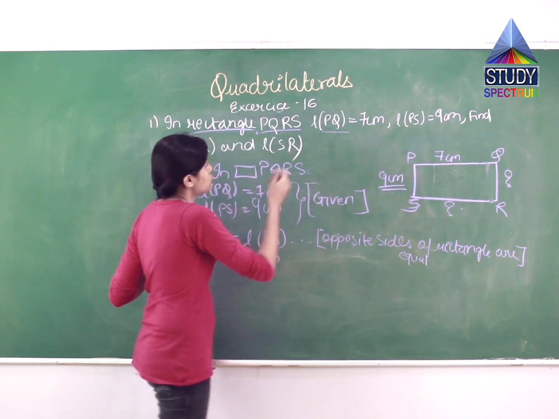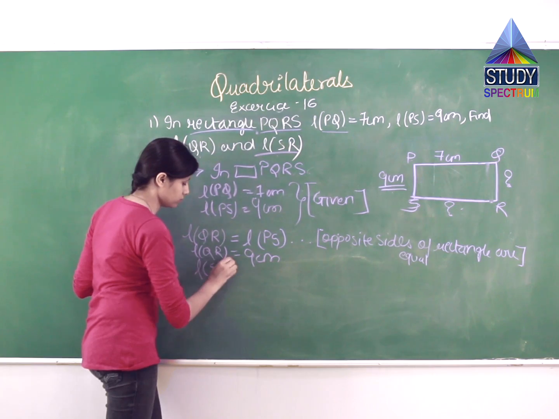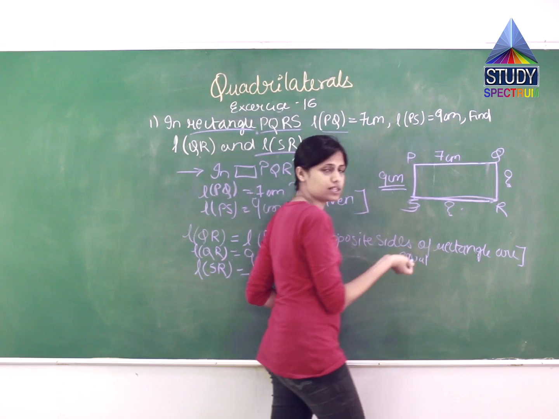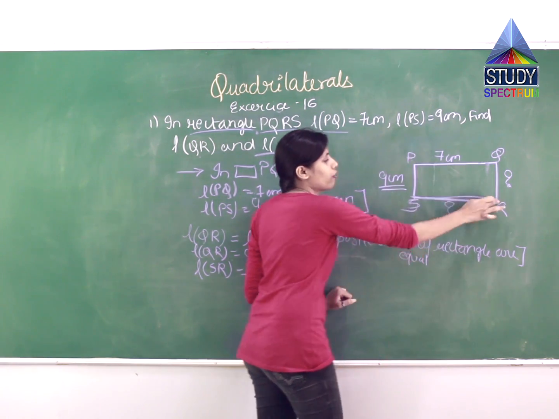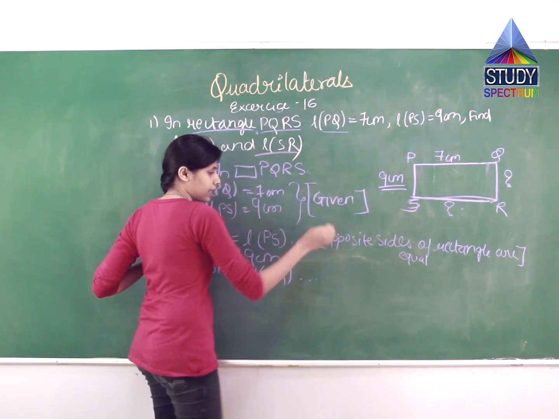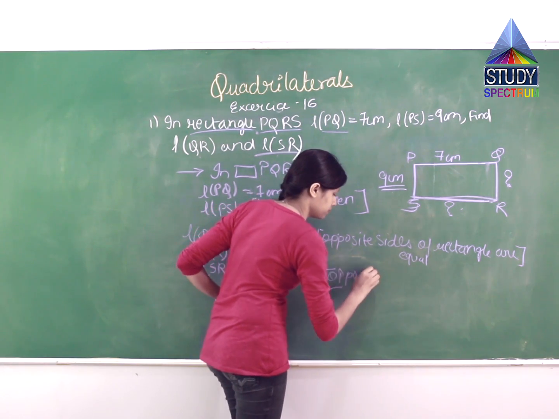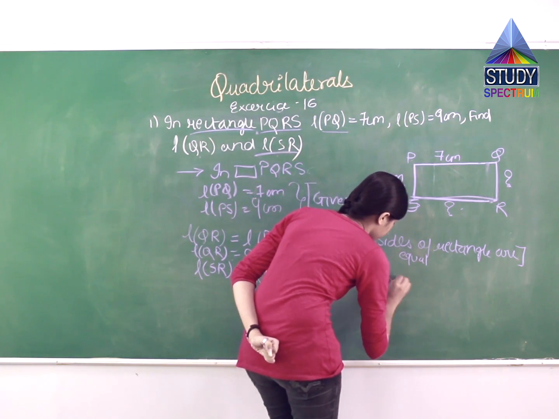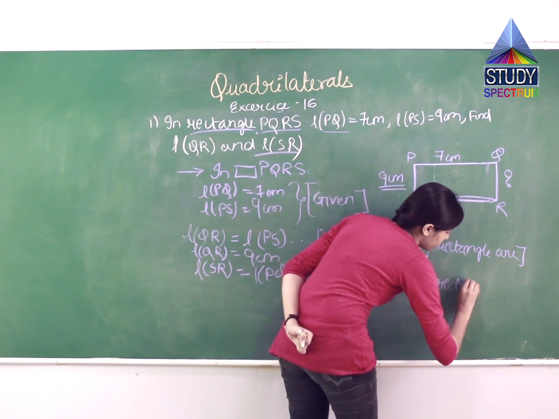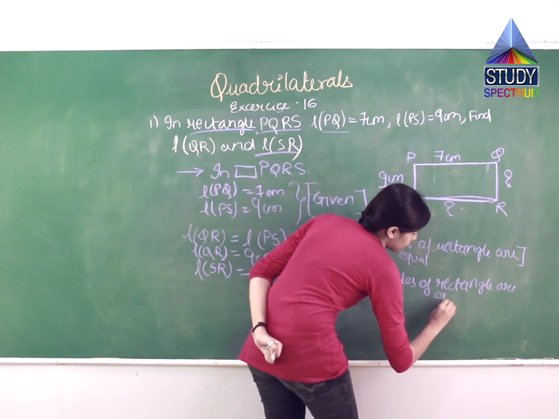Now the second question, which is length of SR. So you have to copy this, length of SR. Length of SR is equal to length opposite to SR, which is this. It is PQ. So length of SR is equal to length of PQ. In the bracket, same reason as above. So you can write opposite sides of rectangle are equal.